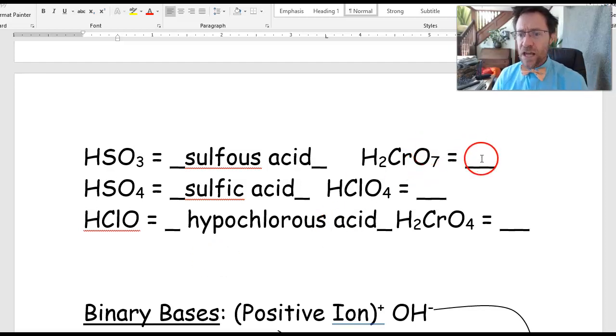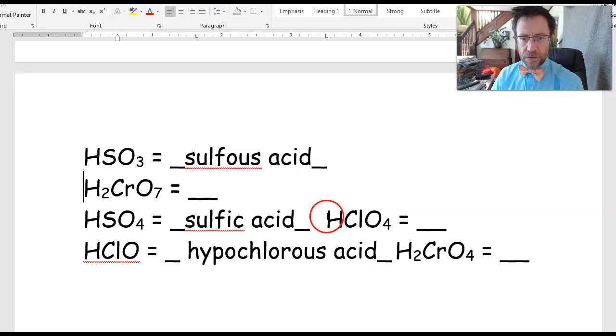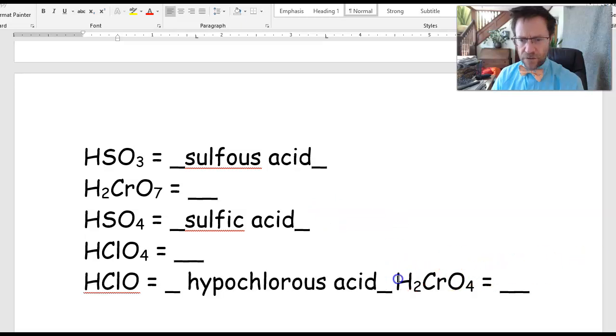Same thing with Cr2O7. This one is a very strange bird. I have never, you know what? I'm going to go like this, see if we can clean these up just a little bit for y'all, because it's getting cluttery for me.